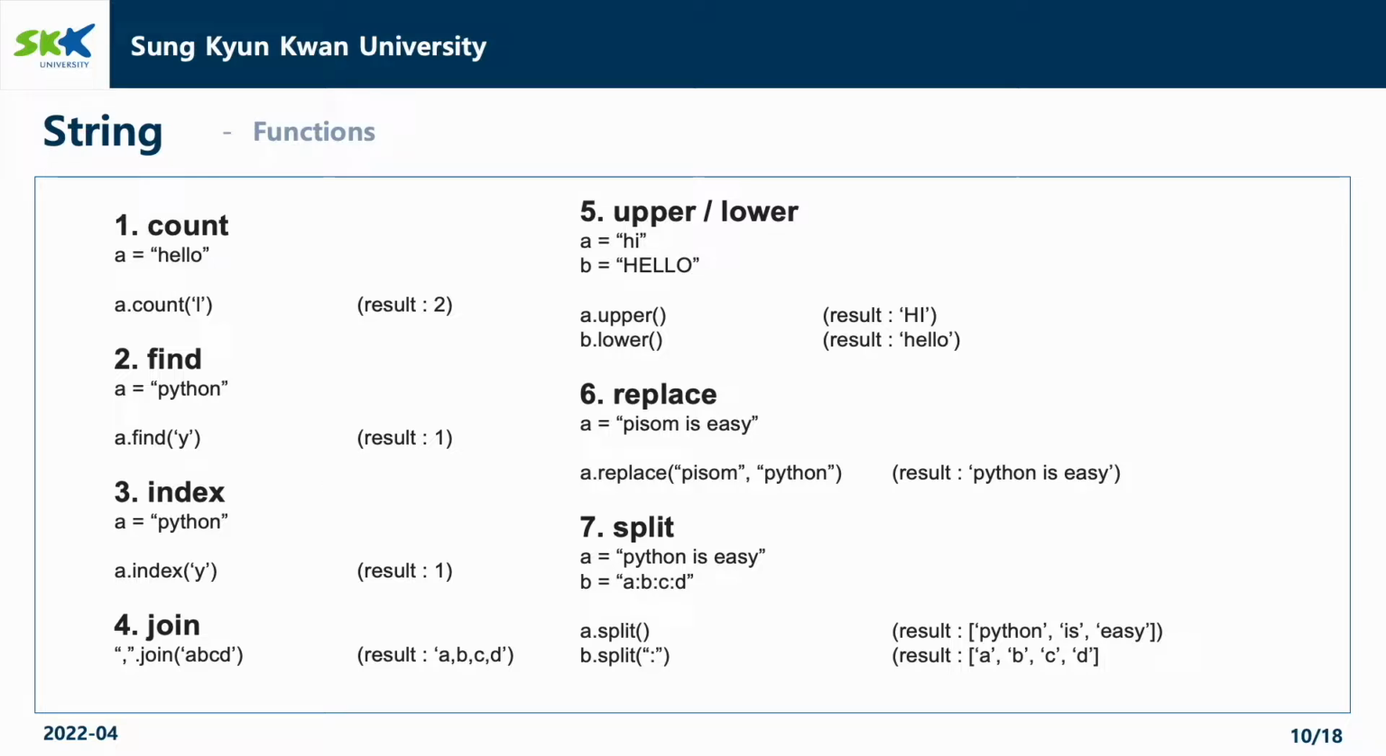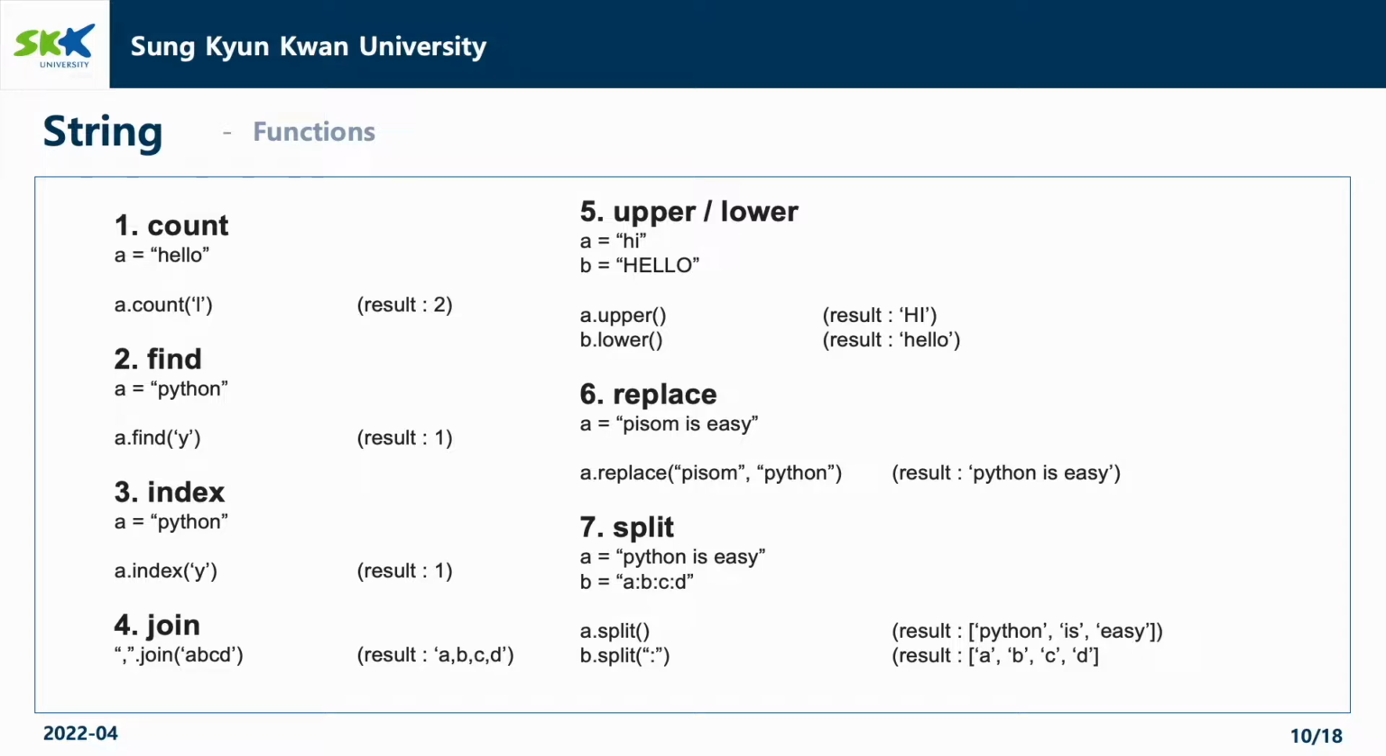So, the result of the example is 1, not 2. The index function returns the position of the first occurrence of the character in the parameter string. If the character or string to be searched does not exist, an error is raised. The difference from the previous find function is that an error occurs when a character that does not exist in the string is searched for.